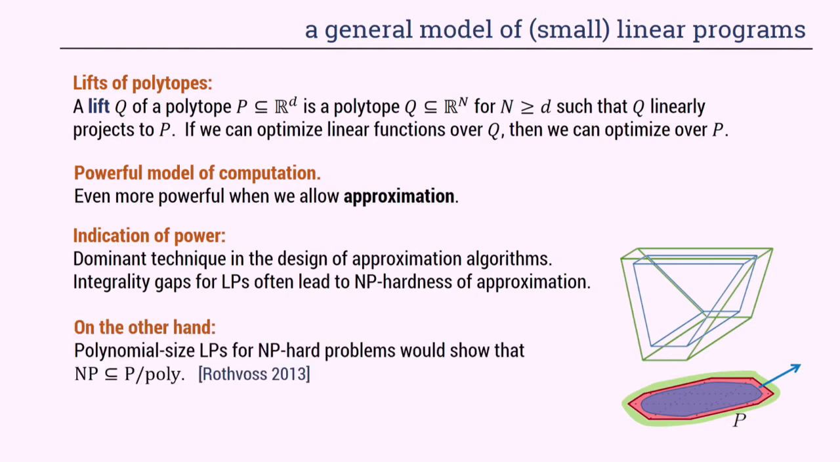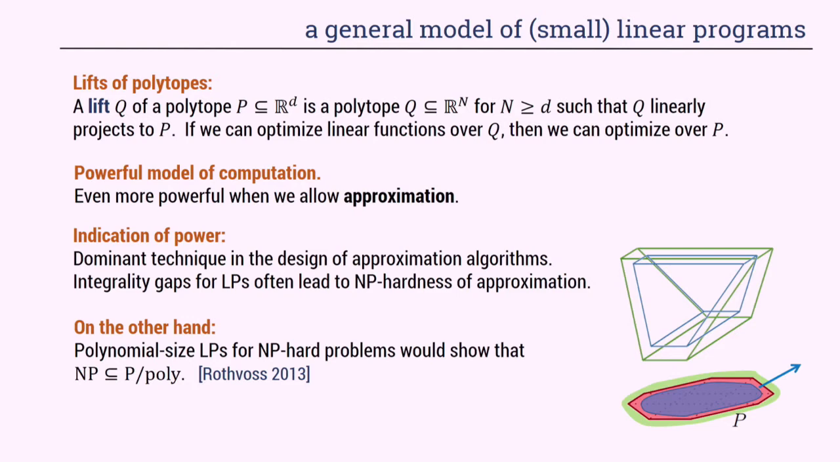On the other hand, if you don't expect that P is equal to NP, you don't expect that you should be able to prove P is equal to NP. So if you had, for instance, small lifts of the traveling salesman polytope, that would essentially show something a little bit weaker than the fact that P is equal to NP. So you don't expect that they exist. Okay. So this field goes by the name of extended formulations.